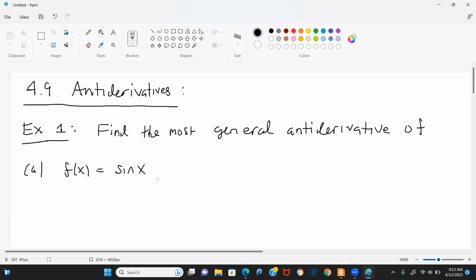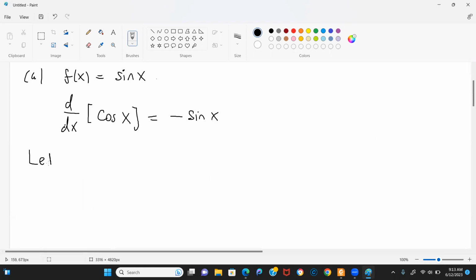All right. So for this, we need to remember our derivatives. Again, it really comes down to remembering your derivatives and what they're equal to. So for this one, you need to remember that when you take the derivative of cosine, you get negative sine. So that's close. We just have this pesky negative in there. But we can just throw the negative in there and we'd be fine. So we're gonna let capital F of x equal negative cosine x.